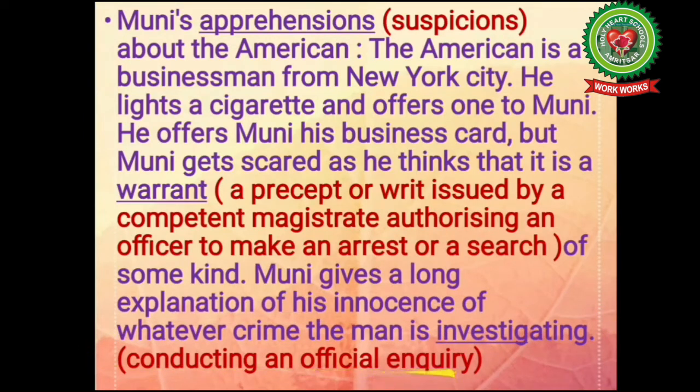Children, the American, who is a businessman from New York City, lights a cigarette. He offers one to Muni and tells him that he has come from New York. He takes out his wallet to present Muni his business card. Muni, fearing it to be an arrest warrant, moves back. To prove his innocence to the khaki-dressed man, Muni launches into a long explanation in Tamil of whatever crime is being investigated.